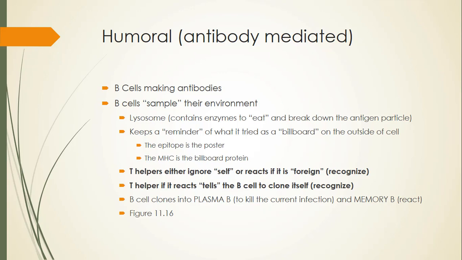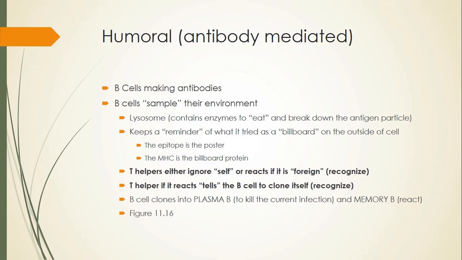So the MHC, the protein, is the billboard, and the epitope is the poster that goes on the billboard. So many cells have MHCs, but it's the epitope that is the poster that goes on there, and that can either be self or foreign. Now remember the T cells. T cells go to school, remember, in the thymus before they mature. While they're in school, they are taught to ignore self epitopes. Okay, they're taught to ignore that.